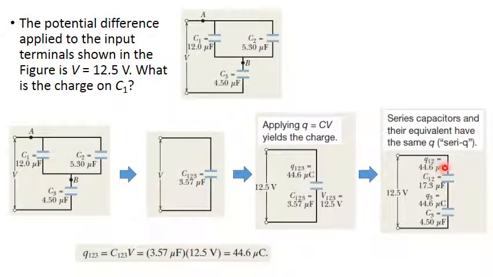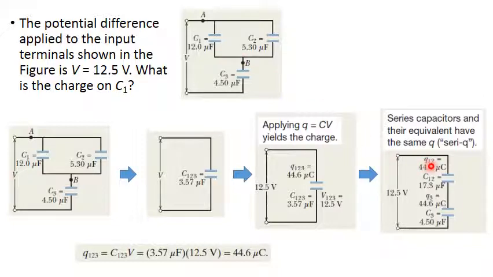So in this case, the combination of C1 and C2 has a total charge of 44.6 microcoulomb. But the required is to find out the charge on capacitor 1, not the combination of C1 and C2. So we will return back. Okay. Now we have the charge on the combination of C1 and C2, which is C12. From this combination, this is the value of the equivalent capacitor C12, and this is the charge. We can obtain the potential difference V12, which actually is the potential between A and B.